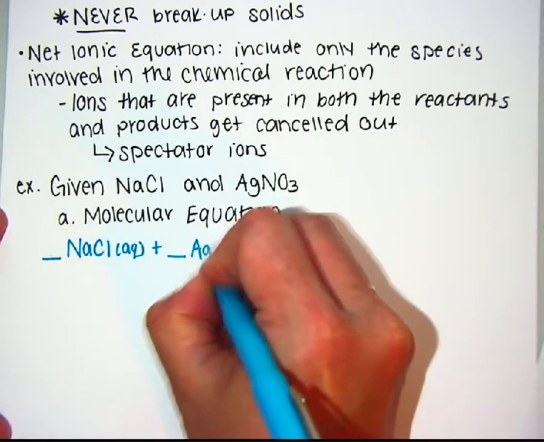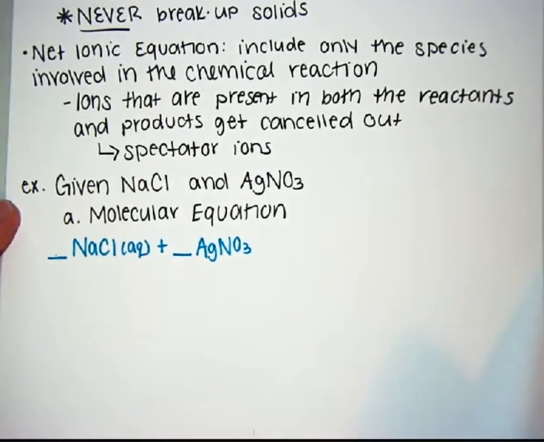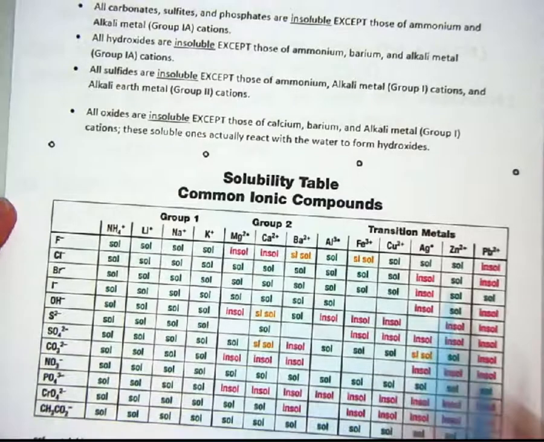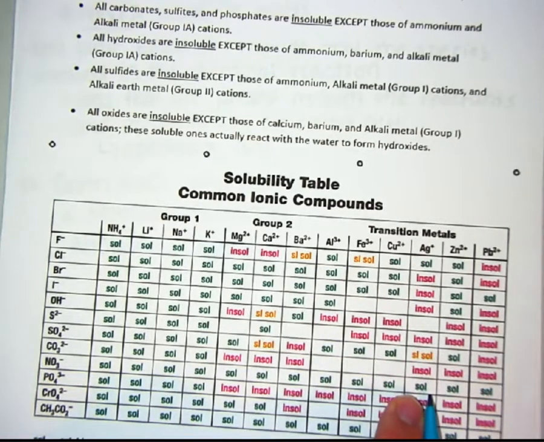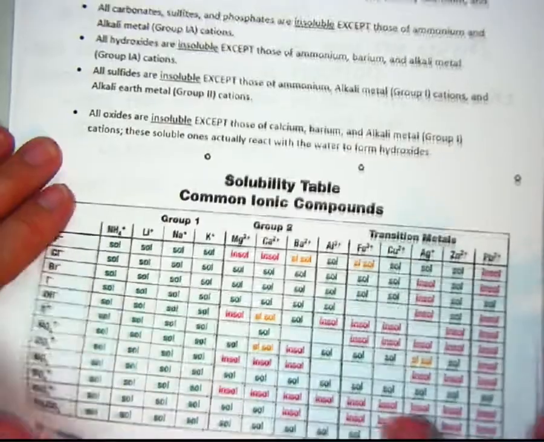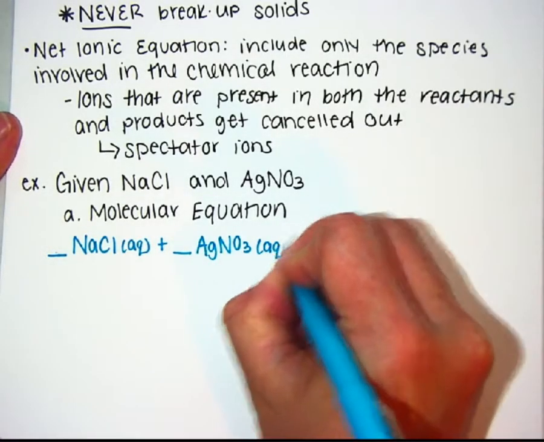Plus silver nitrate. Find silver, find nitrate, see where they intersect. It would be soluble. An ionic compound that dissolves in water is considered aqueous, so it gets the AQ.